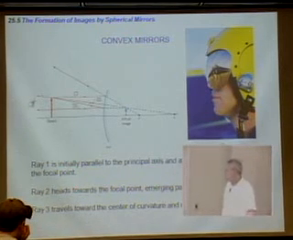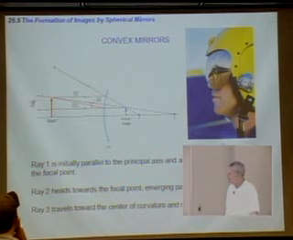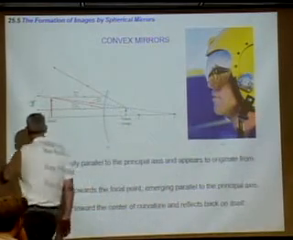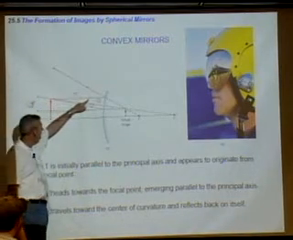Here we go, convex mirrors. Now we're going to talk about convex mirrors. Okay? And again, what they do is, we've got the object, and we're going to go through the ray diagram. So we've got this one that comes here.